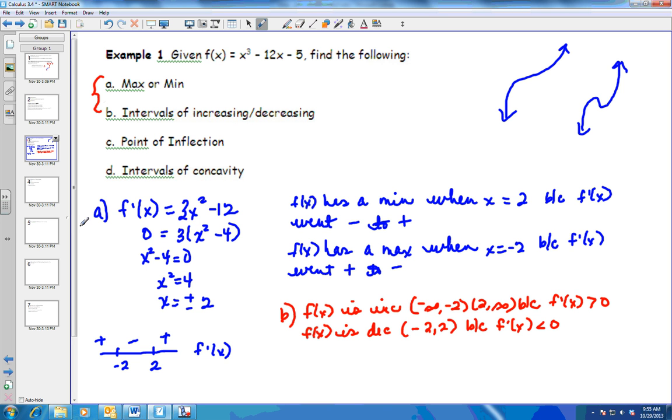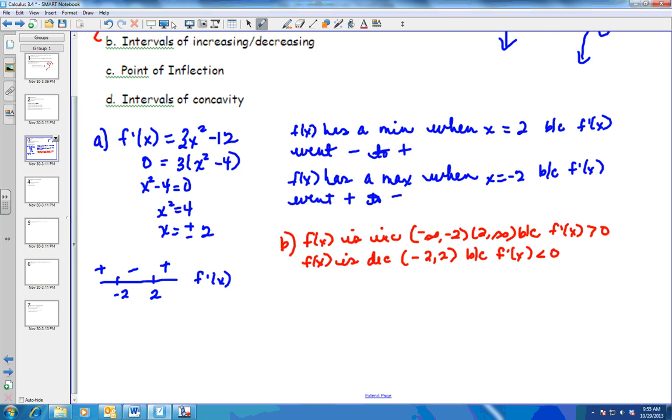Find the point of inflection. All right, so the point of inflection, I have to find the second derivative. So the second derivative, if this is my first, second derivative would be what? F double prime of x equals 6x. Set that equal to 0 and solve, and I get x is 0.